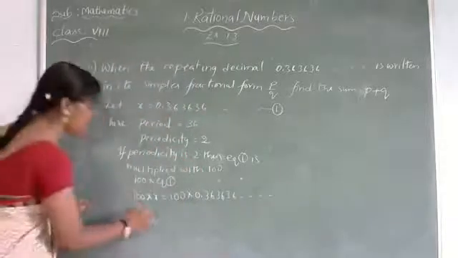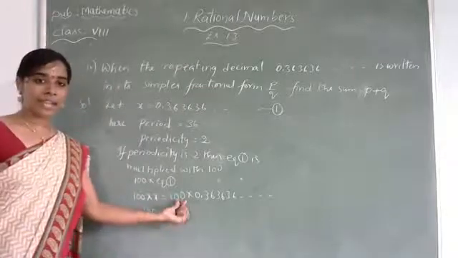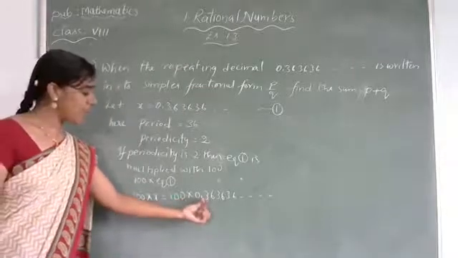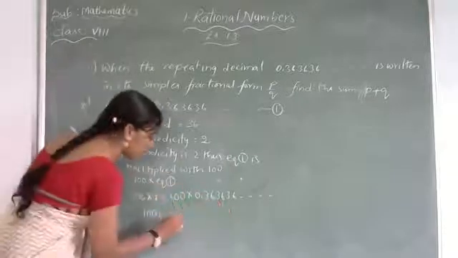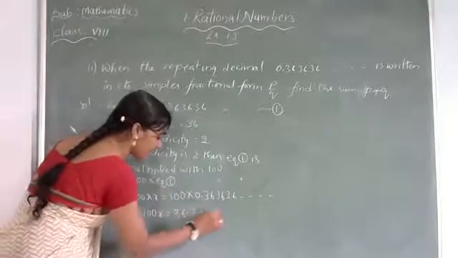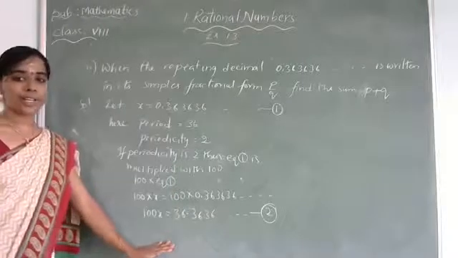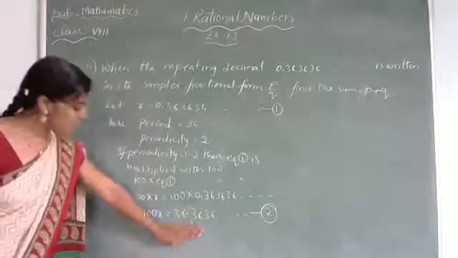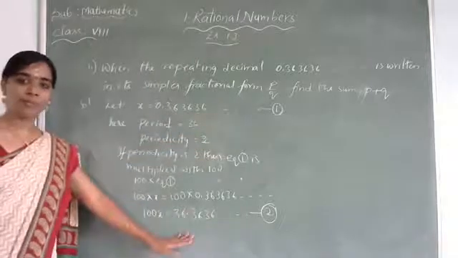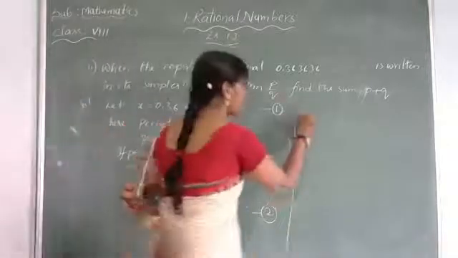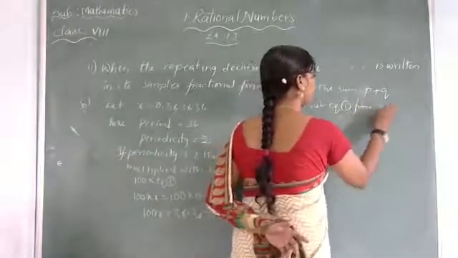So 100 into x, that is 100x. Here we are multiplying with 100, which means 2 zeros are there. That means the decimal point will move 2 digits to the right. Then this will become 36.3636 and so on. This is equation 2. Okay children, up to here you understand. So now we have to subtract equation 1 from equation 2.